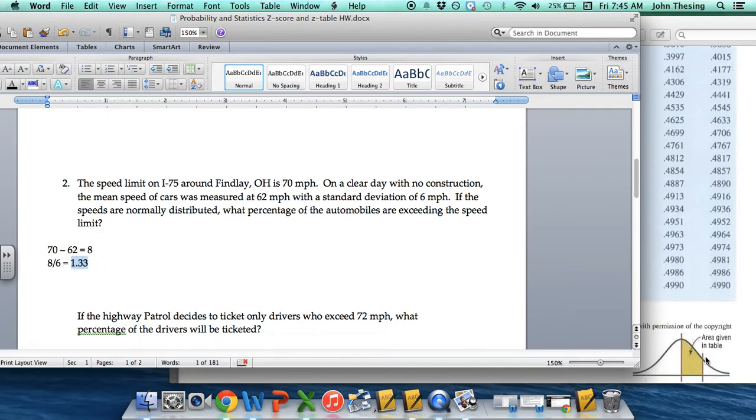The question is, what percentage of data is above that? Because to be exceeding the speed limit, you have to be above this line right here. This is 70 miles an hour. So let's find the percentage here in the yellow, and then we will add 50% to that. That'll give us everything below 70. That'll probably give us a pretty high percentage. And then we'll take 100% minus that, and that'll give us this little white tail here.